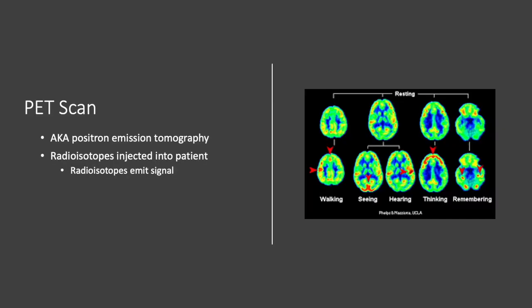Lastly, we have PET scans. These are positron emission tomography scans, and these use radioactive materials called radioisotopes. These are actually injected into the patient where they're metabolized or processed in the brain. In the brain, the radioisotopes emit positrons, which we detect as signal. When a part of the brain is active, its metabolism increases, so the signal would increase from that part of the brain. Thus, the radioisotopes localize to areas of higher brain activity.